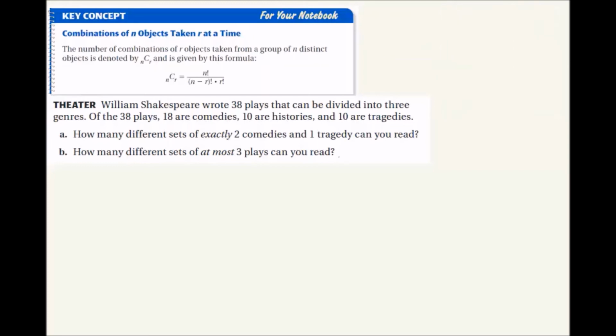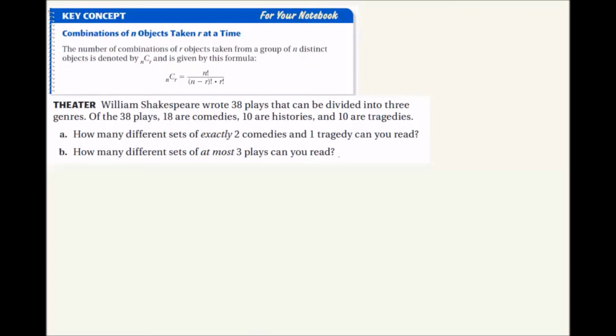Let's take a look at this next problem. It says William Shakespeare wrote 38 plays that can be divided into 3 genres. Of the 38 plays, 18 are comedies, 10 are histories, 10 are tragedies. How many different sets of exactly 2 comedies and 1 tragedy can you read?